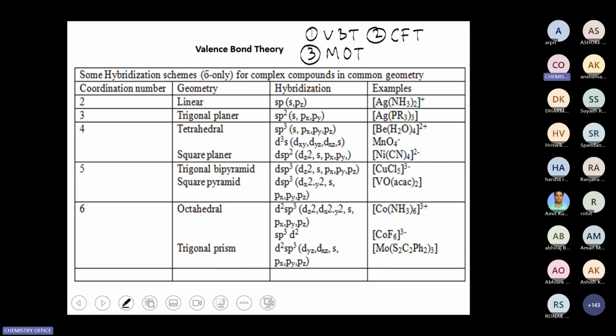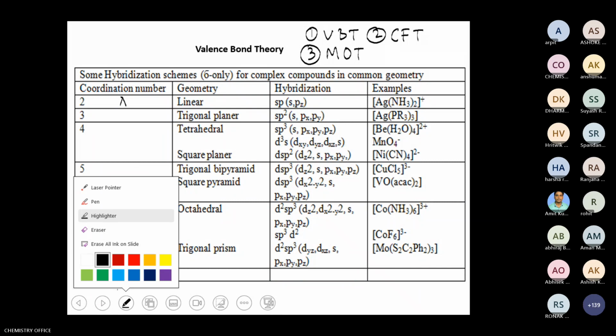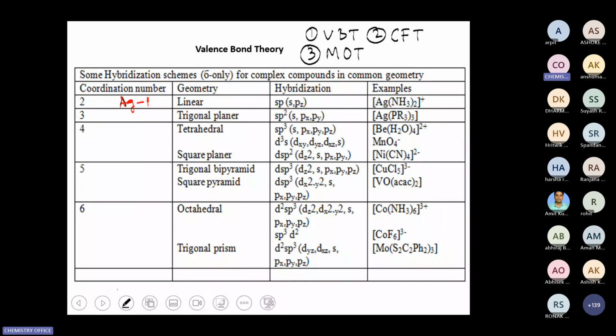Now here we see, with the coordination number, which geometry will be there with the allied hybridization, along with the example. This is taken only from the tutorials which have been provided to you, so you can correlate these things with your tutorials. Suppose coordination number 2, its hybridization is sp and the example is Ag(NH3)2 plus. This is linear. In trigonal, the hybridization is sp2. Trigonal means there are 3 ligands, so there will be 3 bonds forming a triangle.